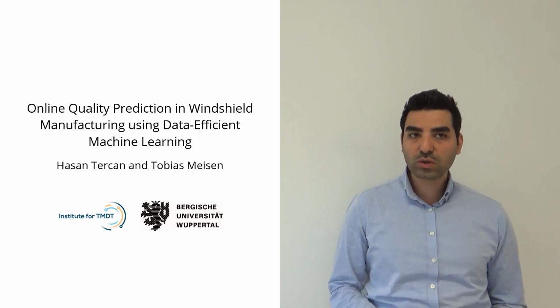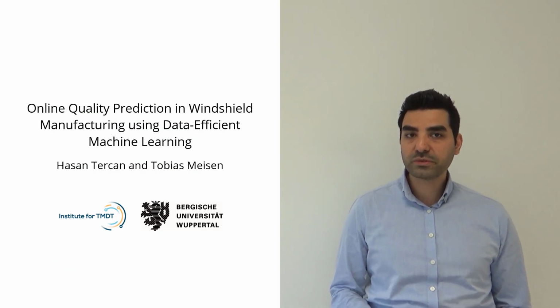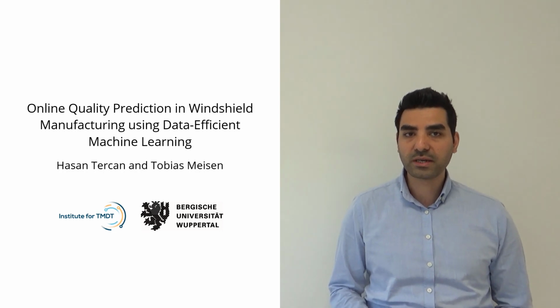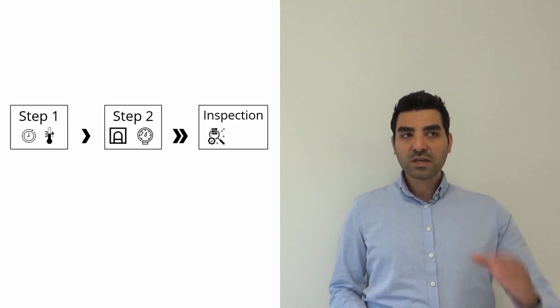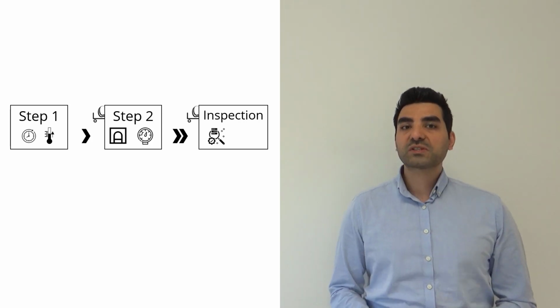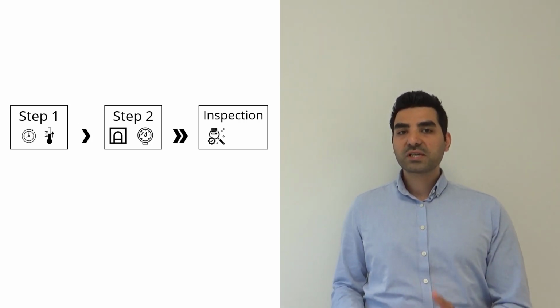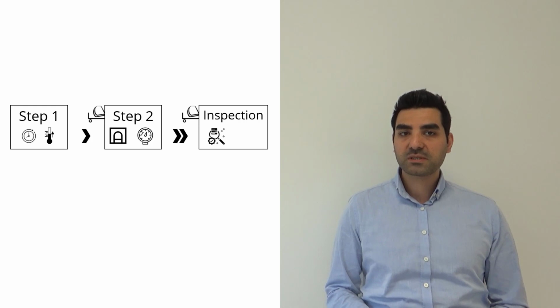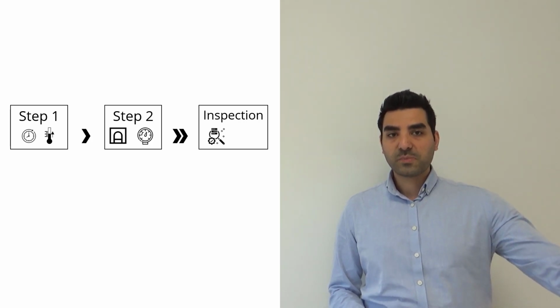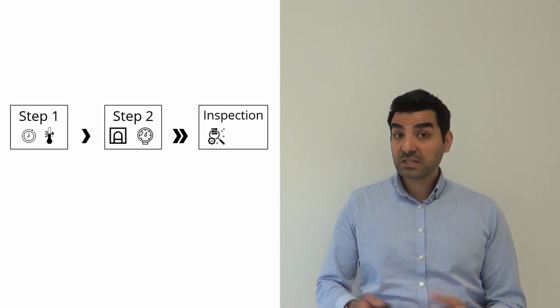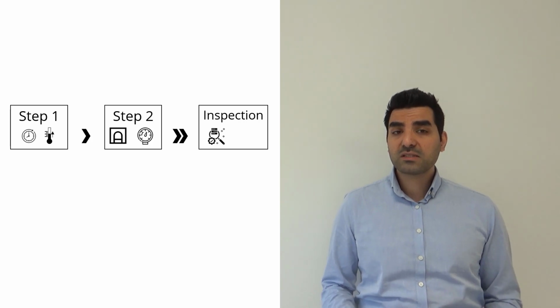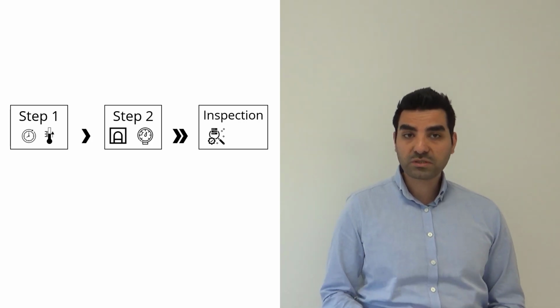Its title is Online Quality Prediction in Windshield Manufacturing Using Data-Efficient Machine Learning. So what's the paper about? First, imagine the manufacturing process of car windshields. This process involves several manufacturing steps, and in the end, the quality inspection takes place, where product defects might be detected. But then it's too late, because the defects already occurred.